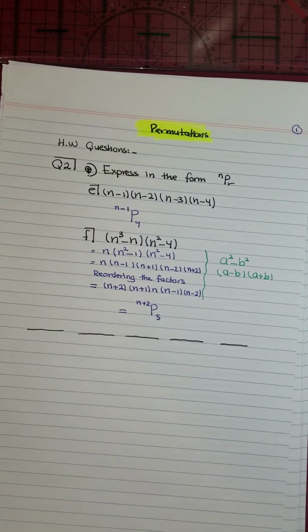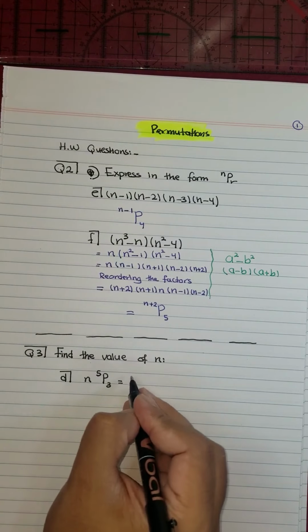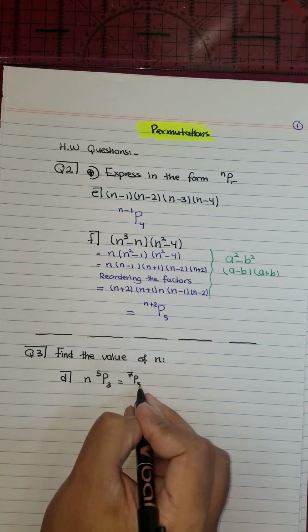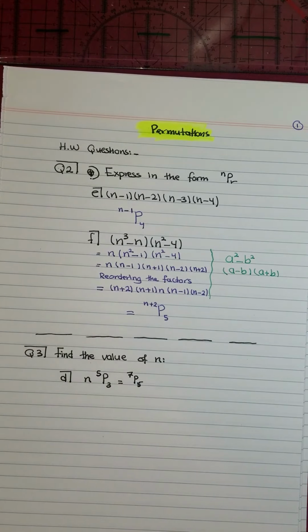So in question 3, what we wanted to do is to find the value of n. So we were required to find the value of n. And in this part, which is part D, I gave you D as homework, I had n 5 permutation 3 equals 7 permutation 5. I trust this one was easy, but let's do it anyways.